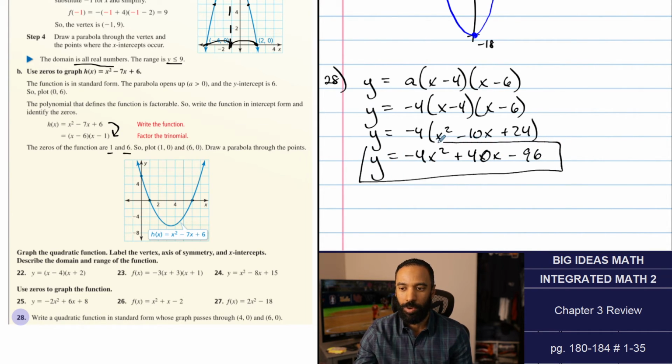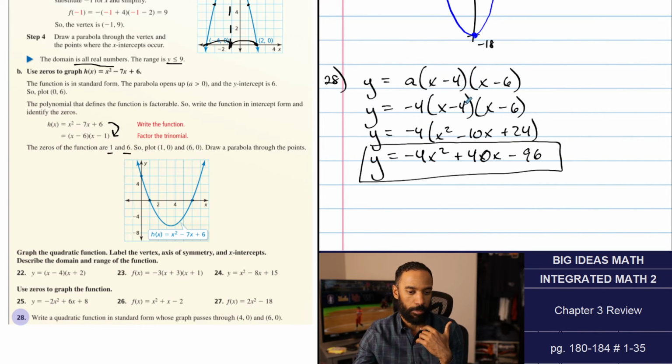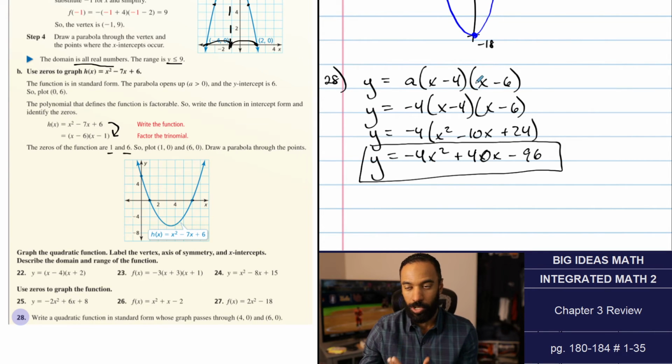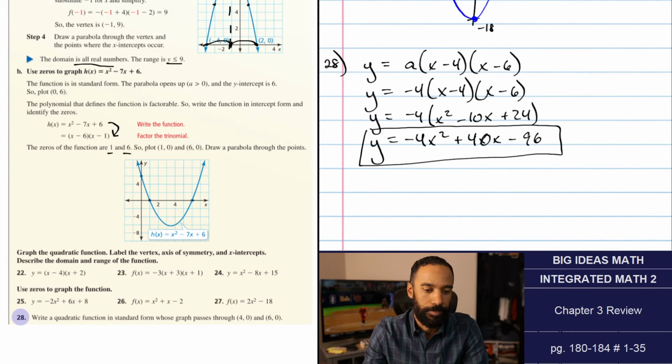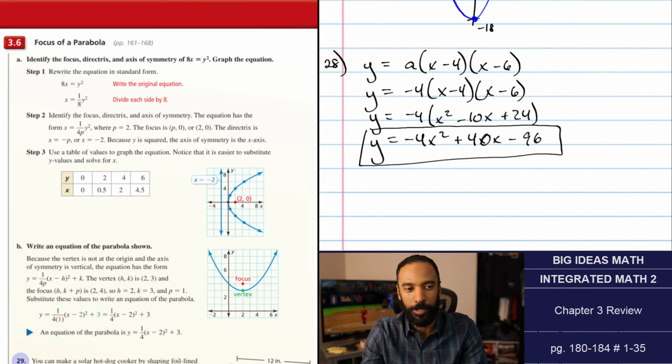And that is a quadratic equation in standard form that passes through those points, because those factors in the zero product property lend to those x-intercepts, lend to those zeros. That's going from factored form to standard form. That's the last one in that section.